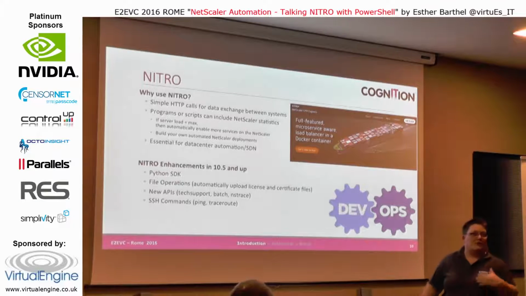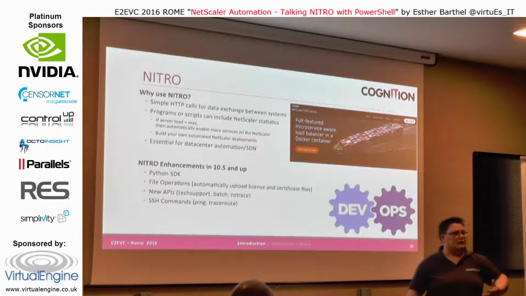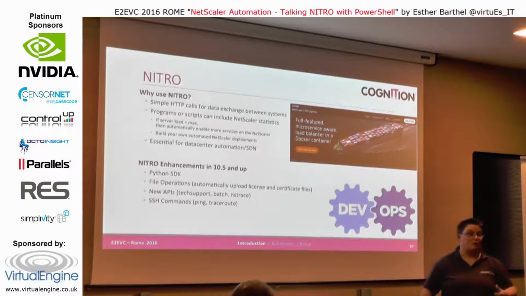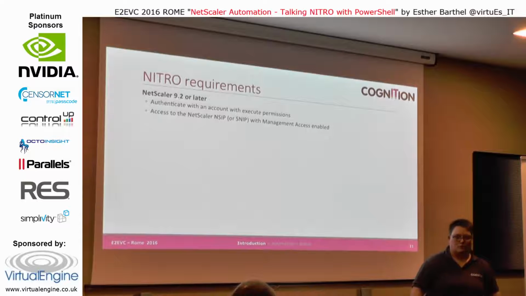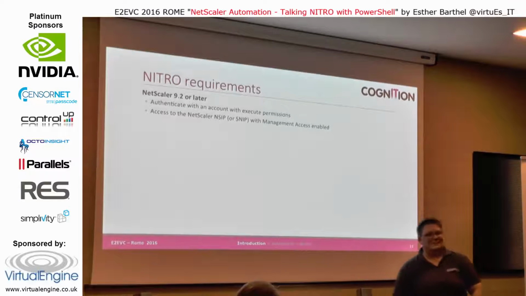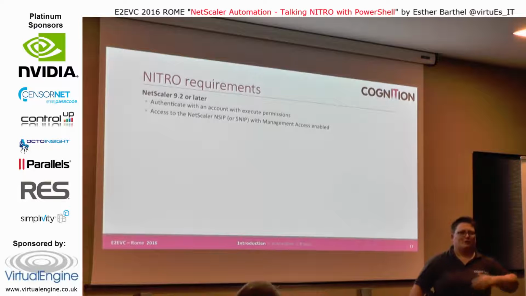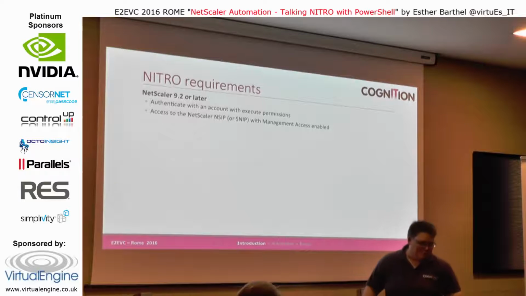So these are some of the enhancements, because with every release of the NetScaler firmware, new enhancements are made to the NITRO API as well. So what do I need if I want to use or start using NITRO? You'll need at least NetScaler firmware 9.2 or later. I hope most of you are using later. I know some customers that are a little late adopters to technology improvements.